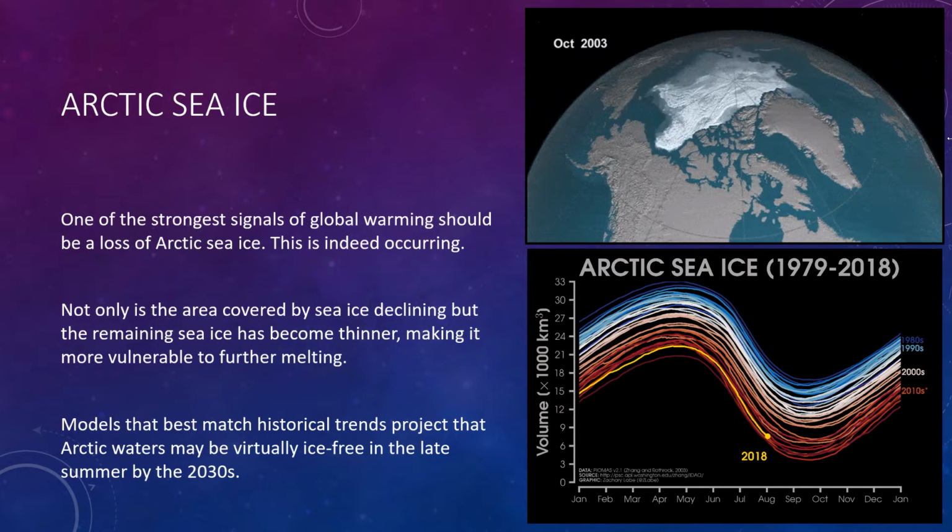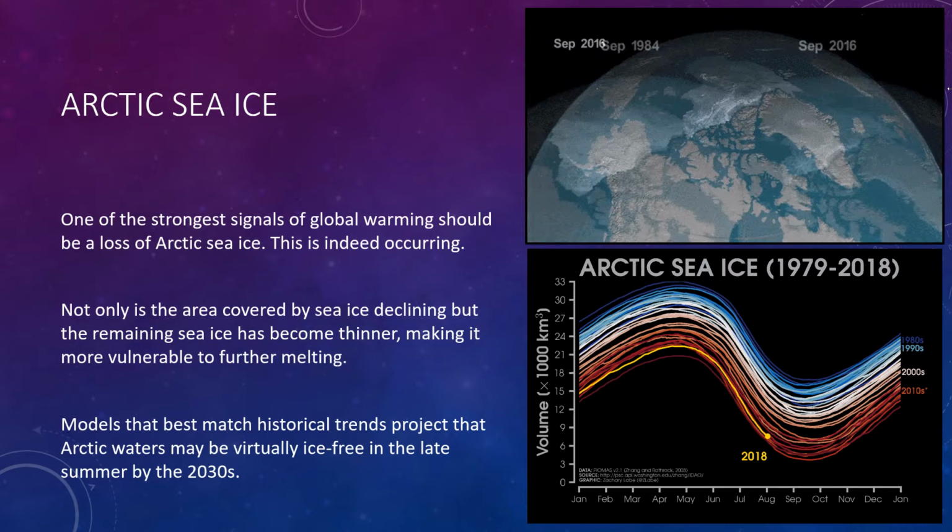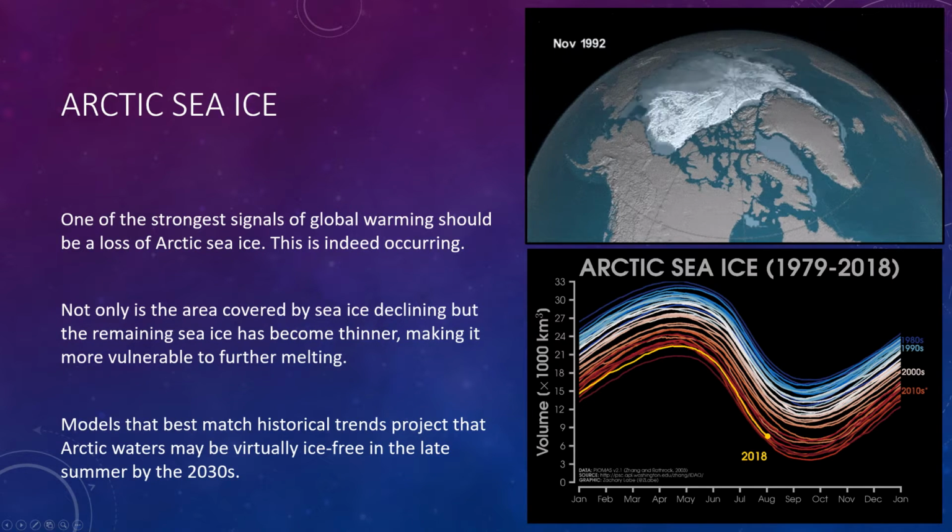And this is indeed occurring. Not only is the area covered by sea ice declining, but the remaining sea ice has become thinner. As you can see in this graphic, you can see the ice declining from time to time. The white is the thick ice, gray is thin ice. And not only is its area becoming smaller, but it's becoming thinner, which of course makes it more vulnerable to future melting. So models that best match historical trends project that Arctic waters could be virtually ice-free in the late summer by the 2030s.